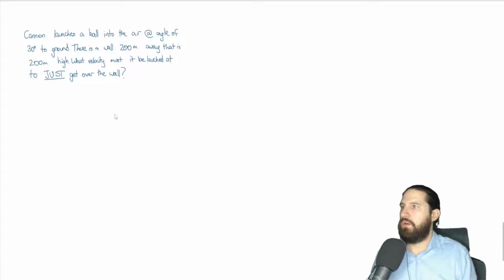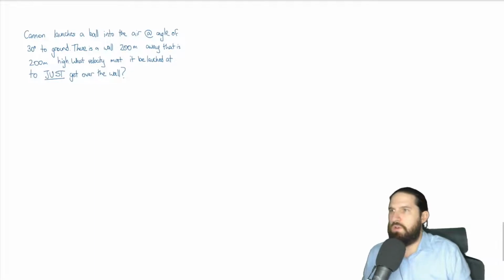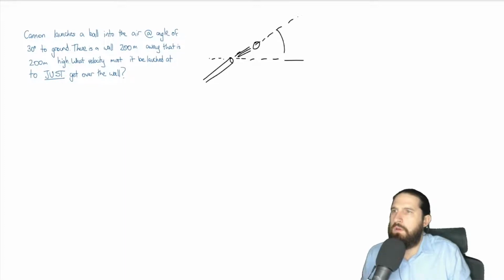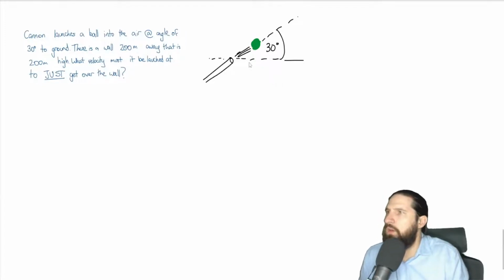A cannon launches a ball. A cannon launches the ball into the air at an angle of 30 degrees to the ground. Okay, so I'm already starting to draw here. Cannon shooting a cannonball at an angle of 30 degrees. Let's make it a big green cannonball. Okay, shooting at an angle of 30 degrees, to the ground, okay.